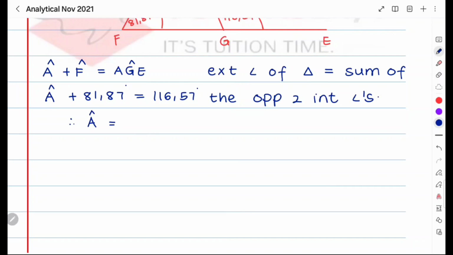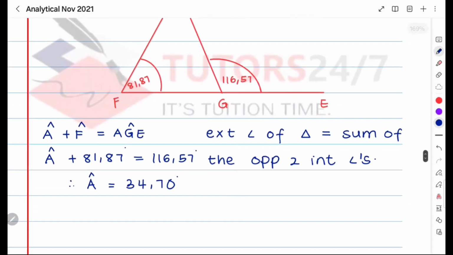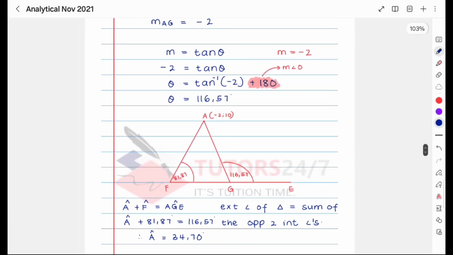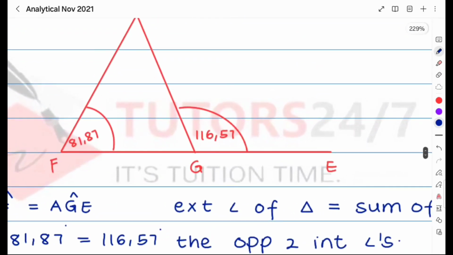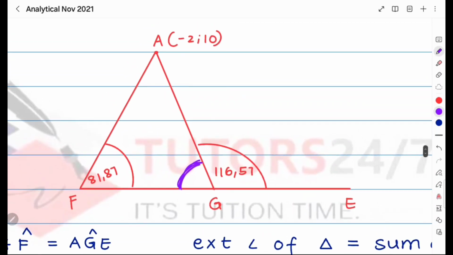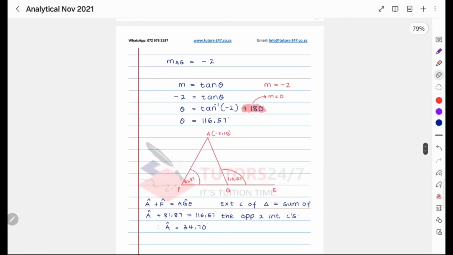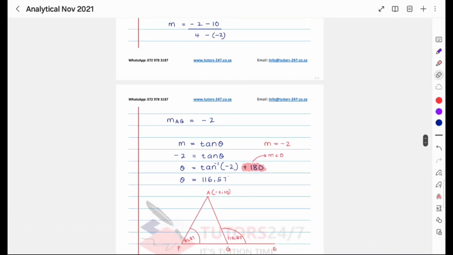We therefore have A as equal to 116.57 minus 81.87, and our answer is therefore equal to 34.7 degrees. So that is the angle A. Keep in mind, an alternative would have been to use angles on a straight line and calculate this angle that I've arced in purple. Then use the sum of three interior angles of a triangle. That would have been an alternative method. So that is question 3.3.2.